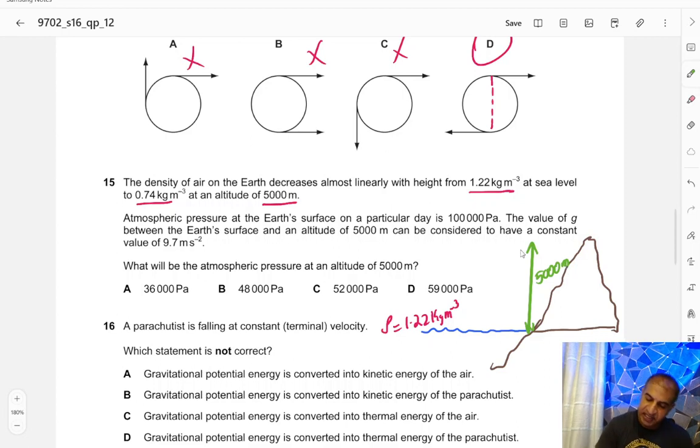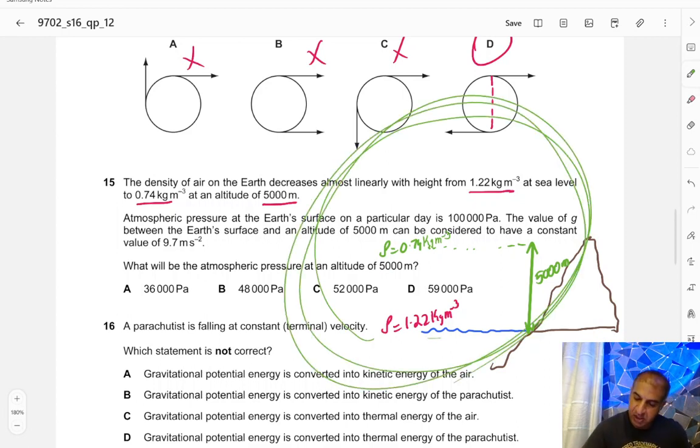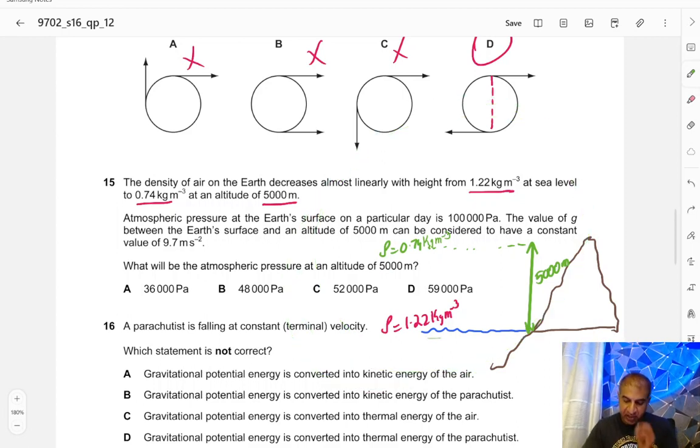And the density here is actually less. That density is 0.74 kilogram per meter cubed. Atmospheric pressure at the Earth's surface on the particular day is 1 into 10 to the power 5 pascals. That means the total pressure exerted on the surface of the Earth is this.